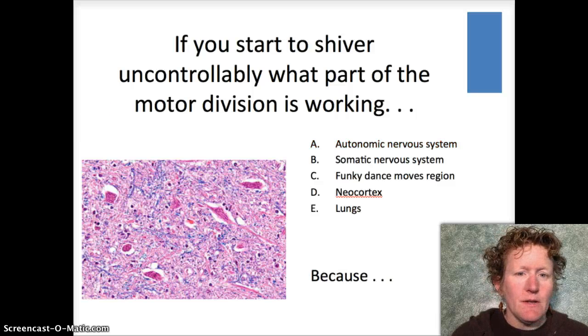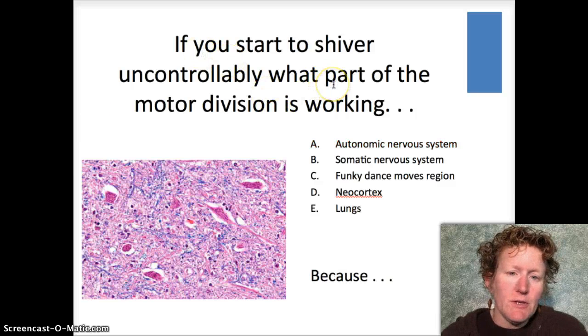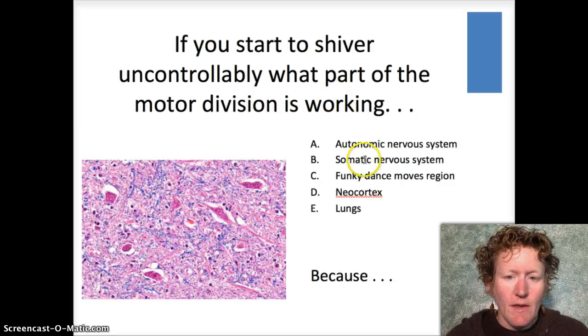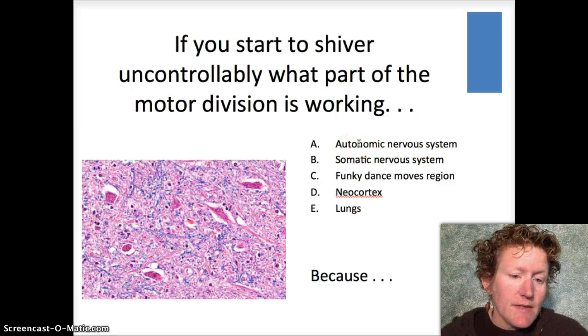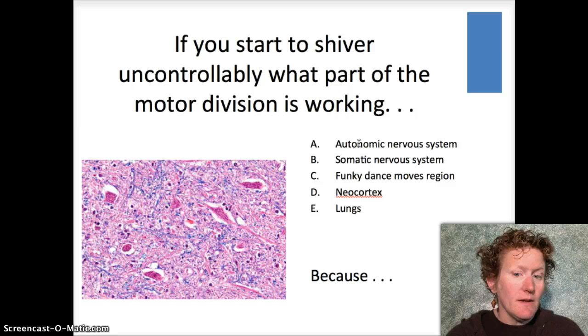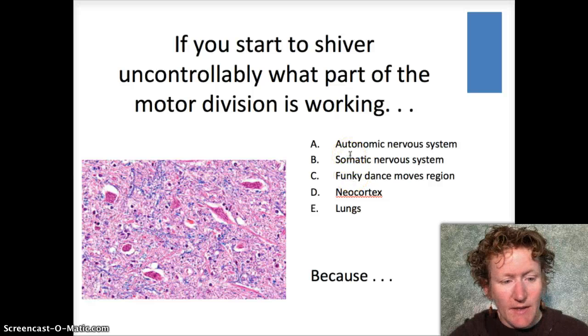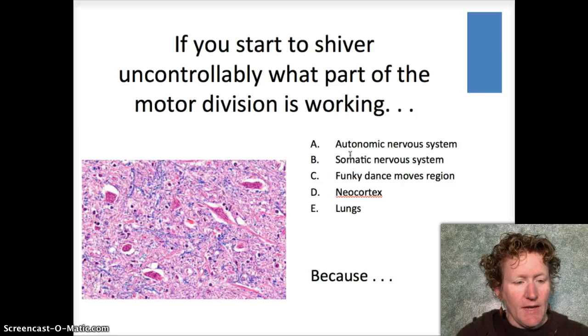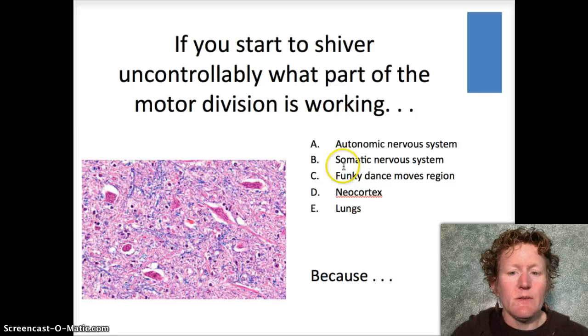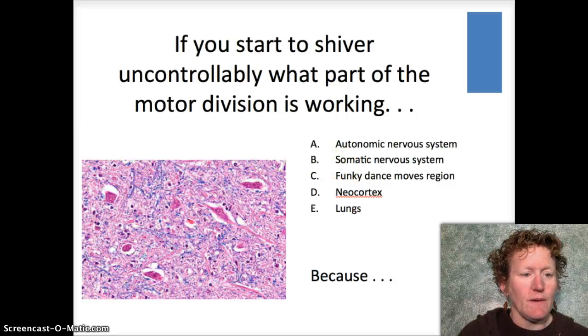If you start to shiver uncontrollably, what part of the motor division is working? Well, the autonomic nervous system is the automatic nervous system. It's things you do automatically, like shiver when you're cold, or your heartbeat, or your lungs working. That's all automatic. Somatic would be the funky dance move region because it lets you control what you're doing. Anytime you type or have a glass of water, you're using your somatic nervous system. You're controlling what's going on.